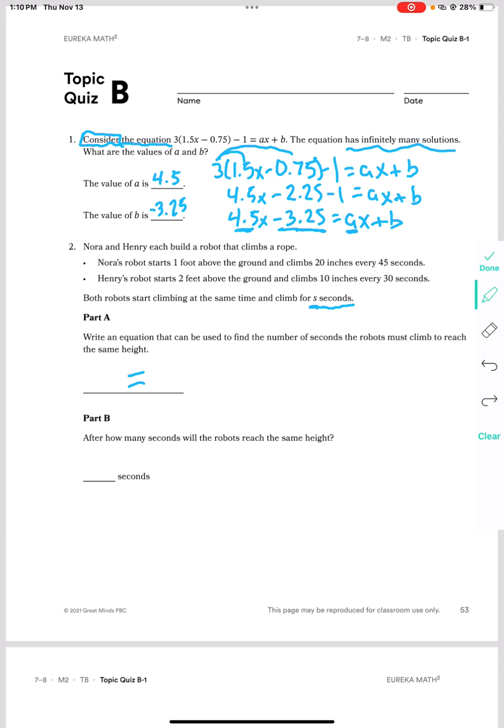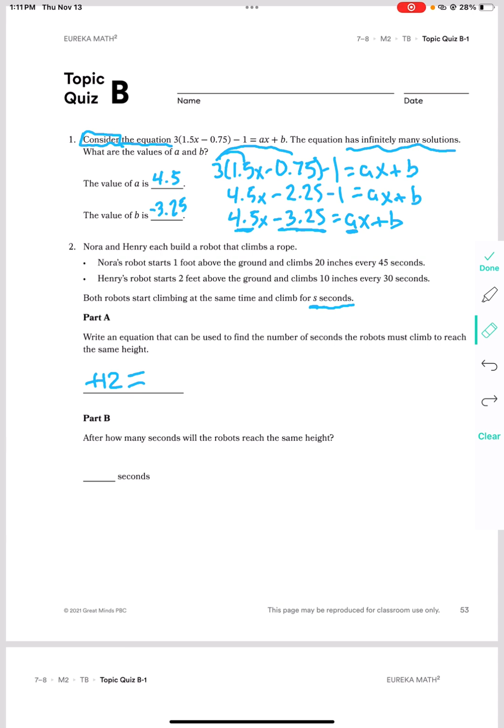If I try to change 20 inches into feet, it would be a mixed amount, and we don't want to do that, okay? So to represent the 1 foot, I can go ahead and put a +12 because there's 12 inches in a foot. Now I just have to figure out how to represent the 20 inches every 45 seconds.